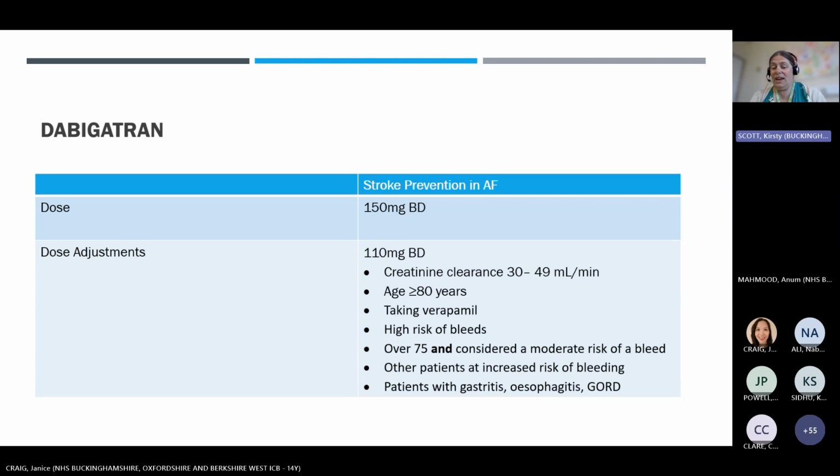Some other patients, if they have an increased risk of bleeding for varying reasons, and patients with gastritis and other GI related disorders, can also all have a dose reduction. So with dabigatran, as you'll see on the next slide, we can actually modify the dose because of side effects that a patient's having. So it does have some place in therapy. It's also good in patients that don't tolerate any of the anti-Xas.